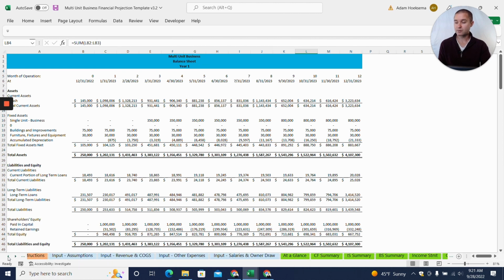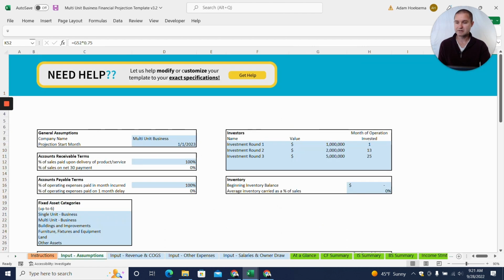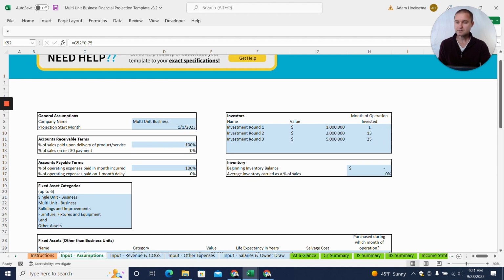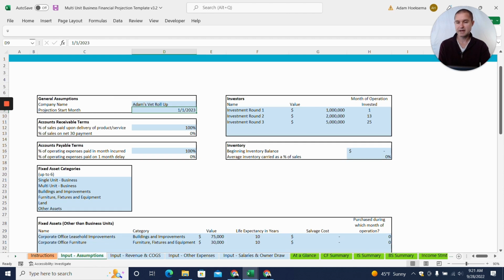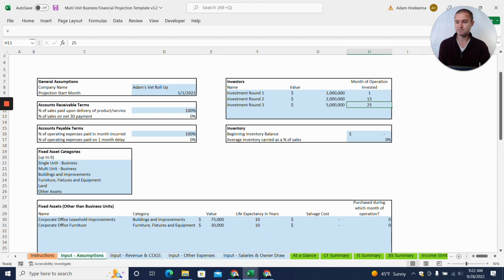That is the deliverable. We'll have a little bit of work in order to get there, so I'm going to jump back over here and walk you through how I'd fill this out. So let's say this is Adam's vet roll-up. We're going to roll up these vet clinics, and we're going to raise some investment here. In month 1, we're saying we're going to raise $1 million. In month 13, $2 million, month 25, $5 million to help implement the strategy.